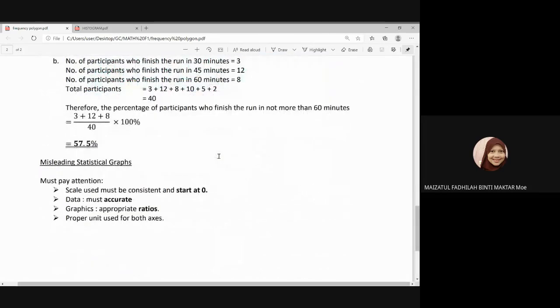But okay, for drawing or constructing the graph, sometimes there is a misleading statistical graph. The very important thing you need to pay attention to is that the scale must be consistent and start from zero. The data must be accurate, cannot be plus or minus one. So you must count even the small boxes carefully. And for the graph, it must have an appropriate ratio, like I say, 1 ratio 5 or 2 ratio 10. Okay. And the unit must be proper for both axes.